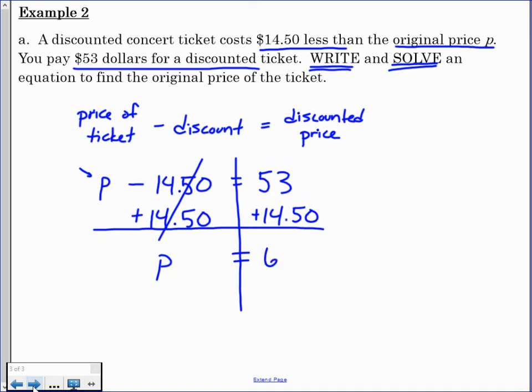What do we got then? 67.50? So the price of the original ticket is $67.50. There we go.